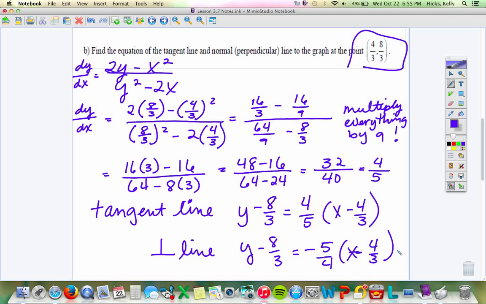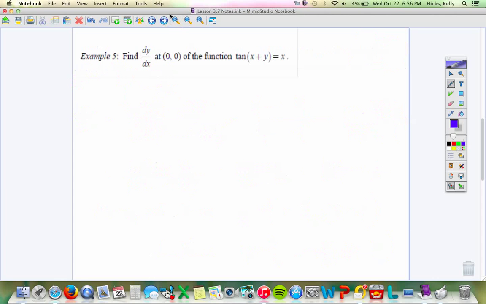All right, let me just check my work against my worksheet here, make sure I haven't made any typos that I can see. I think I'm okay. All right, so let's look at the next problem.